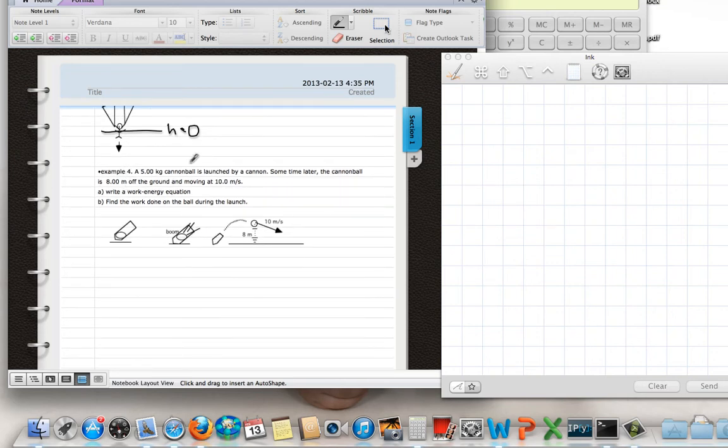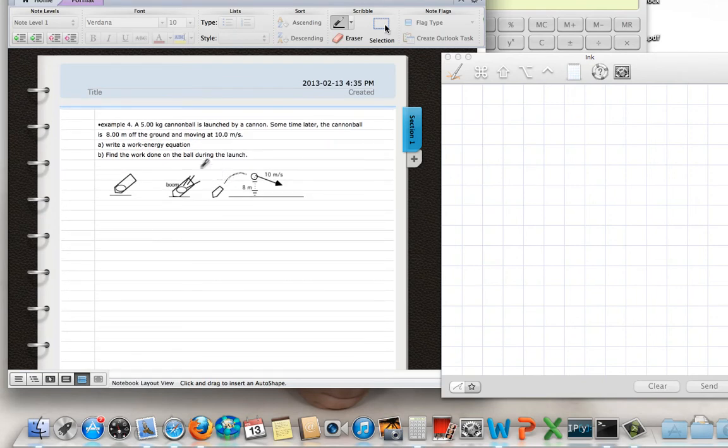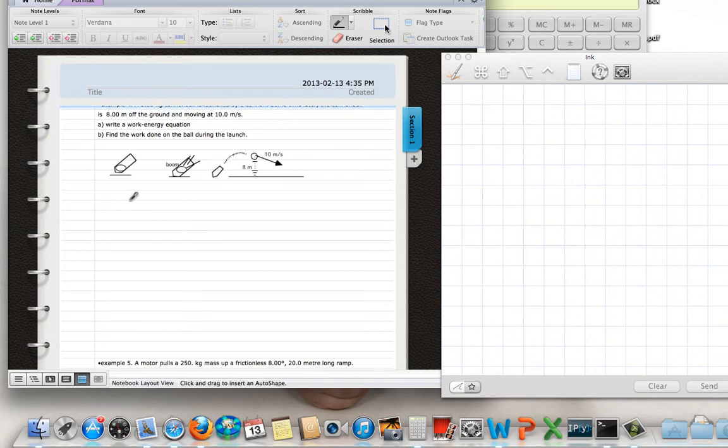Let's do now an example where we actually solve all the way to the end. So here we've got a cannonball. It's launched by a cannon. Sometime later, it's got height and it's got speed. We're asked to write a work energy equation and then find the work done on the ball during the launch. So we're going to write the work energy theorem here. Mechanical energy at the beginning plus work done in the explosion equals mechanical energy at the end.